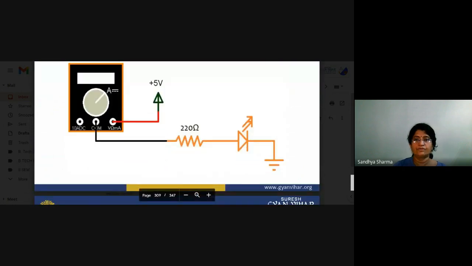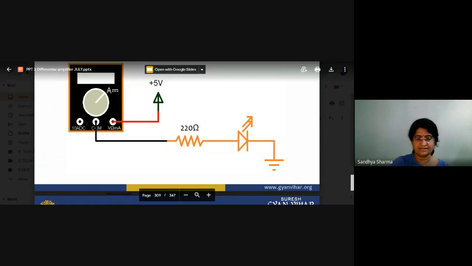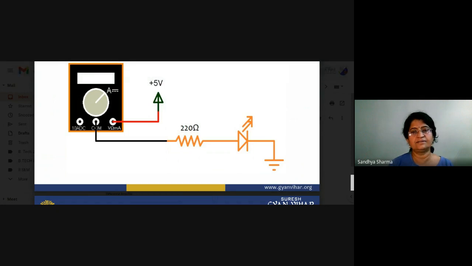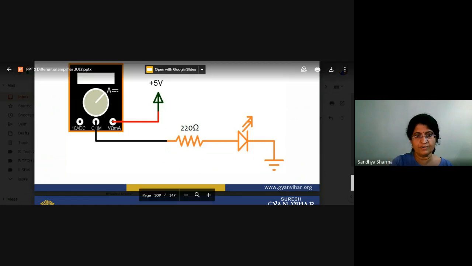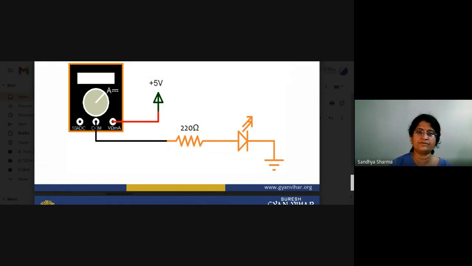Now you can see the diagram here. There we have to apply an LED. There is a resistance, otherwise your LED may be destroyed due to the supply. And there is a common point, and now you can see V, ohm, milliampere, that is the point for our current measurement.